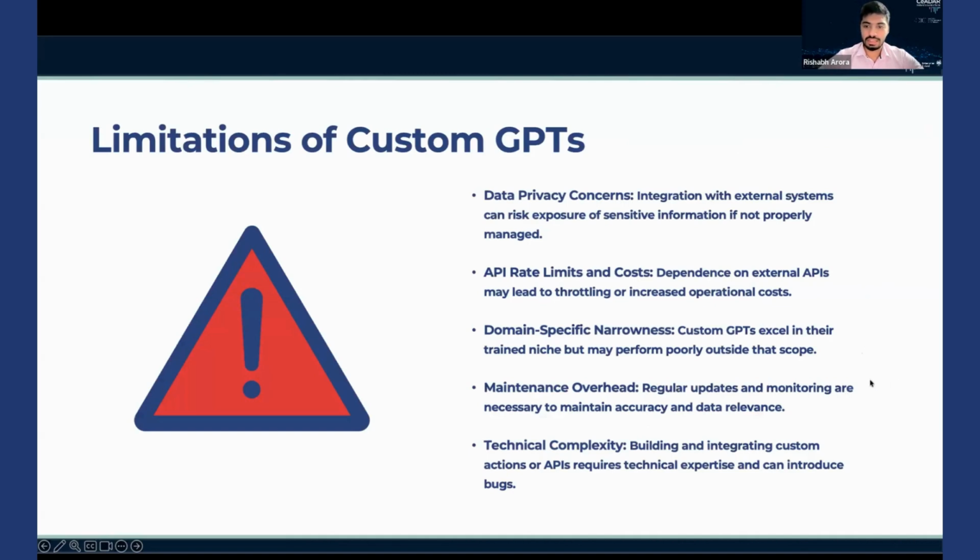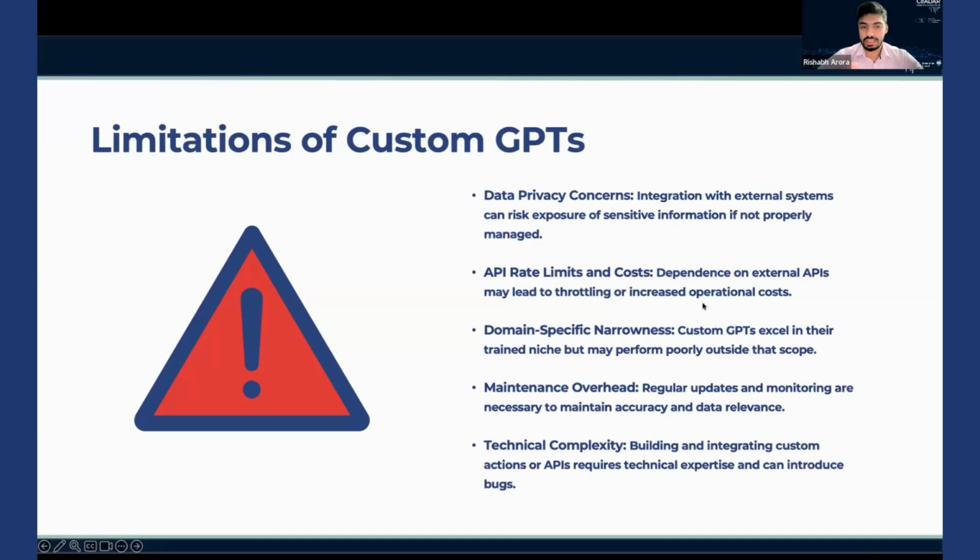We've all seen the capabilities, the advantages, but it also comes with its own limitations as well. So the first is data privacy. We are connecting external systems. We only saw uploading files, but we can also have it connect to external APIs and external data sources as well. And sometimes it can put sensitive information at risk if not handled properly. And then the API comes with its own rate limits and costs. So the more we upload, it can sometimes slow things down or increase the expenses.